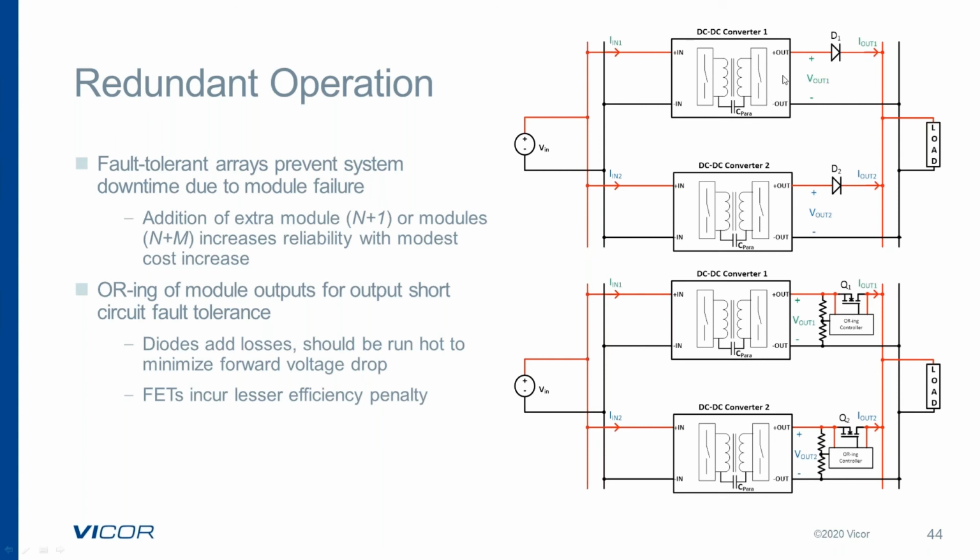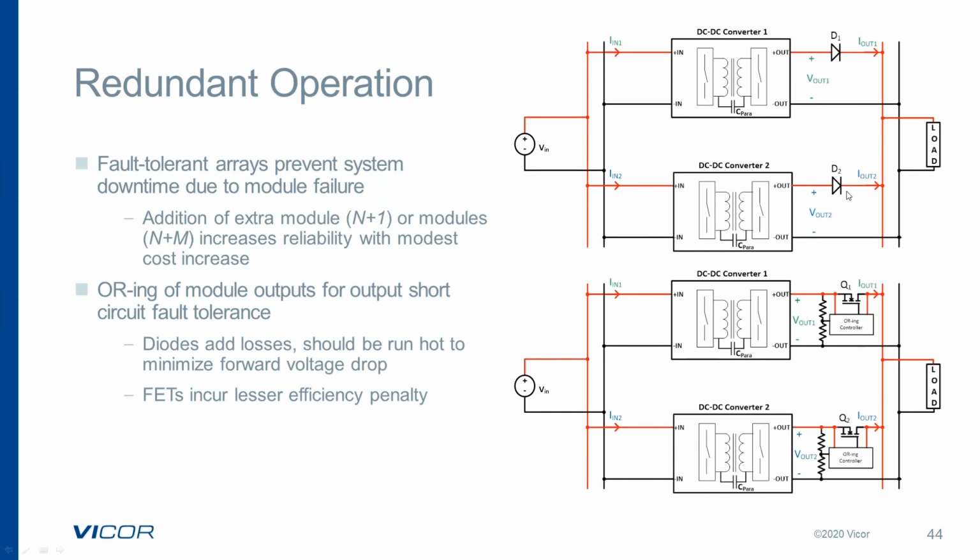Now, in the case of output shorts, O-ring diodes are typically used to protect the output of the DC to DC converter from drawing current in the case of a short of its neighbor. So if converter 1 has an output short, D1 is reverse biased, and so converter 2 won't feed the short. It will support the load during an output short.